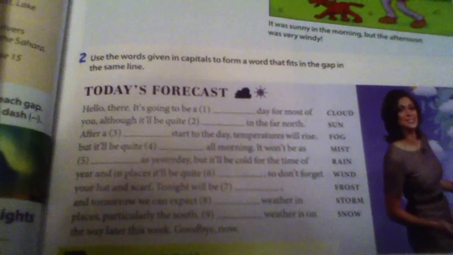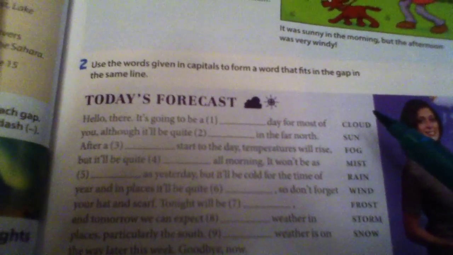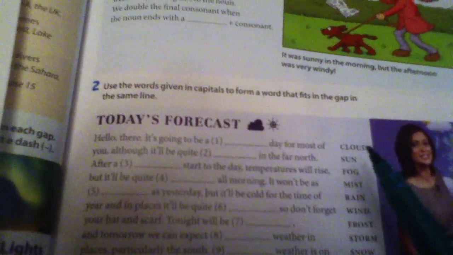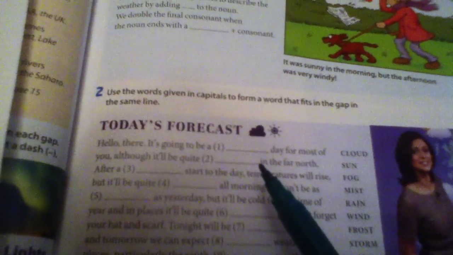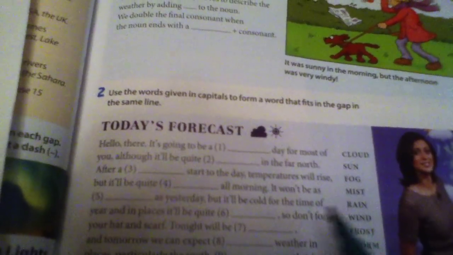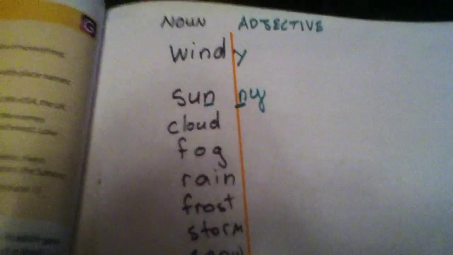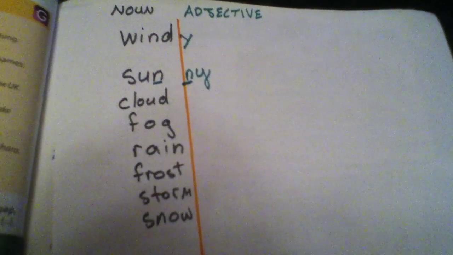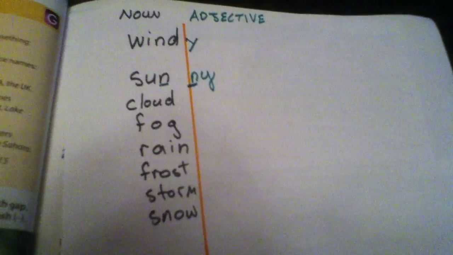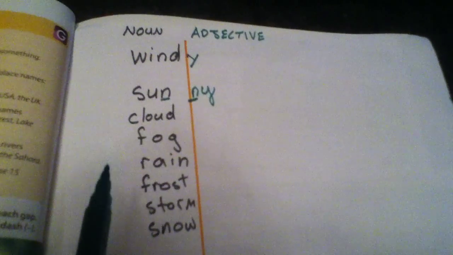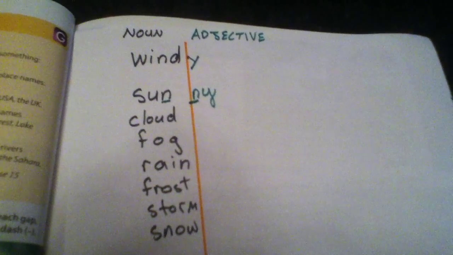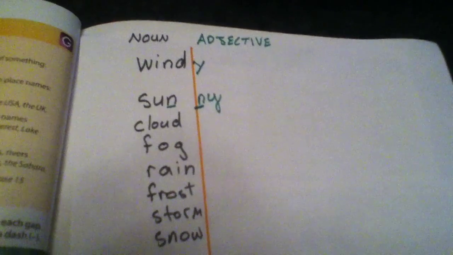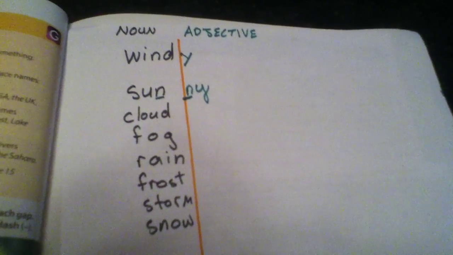So, exercise 2, use the words in capitals to form a word that fits in the gap in the same line. So, sun, sunny, we know. Wind, windy, we know. So, let's take a look. Here are our nouns. How do we turn them into adjectives with the correct spellings? I think you know. You can pause the video and try to turn these words, cloud, fog, rain, frost, storm, snow, into adjectives, and then you can check your answers. Pause the video now and try the exercise.